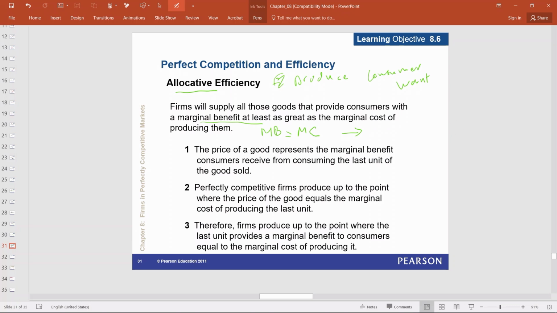By that, we reach the end of this topic, which is about the perfectly competitive market. And that's it. Thank you.